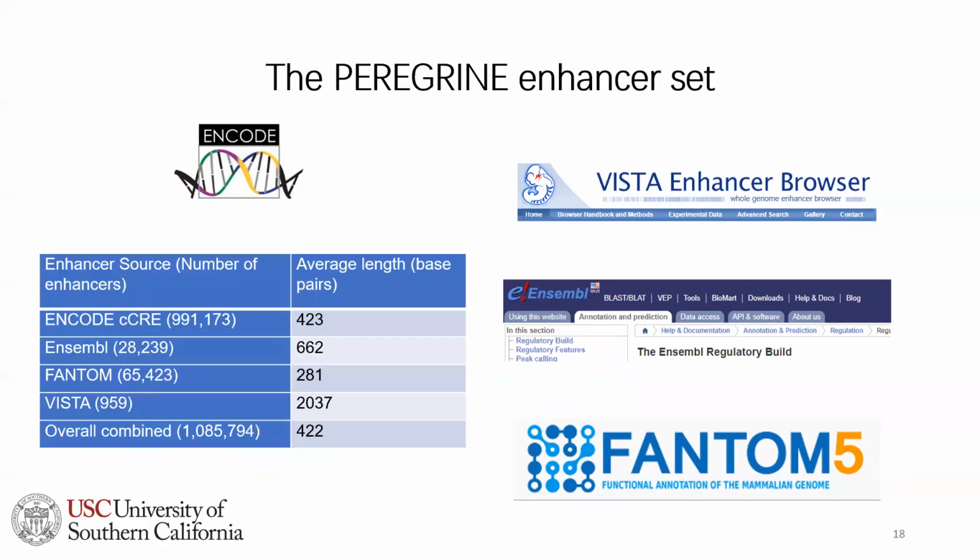And here are just a few metrics of the entire Peregrine enhancer set. You can see that the majority of enhancers come from the ENCODE catalog of candidate regulatory elements. And you can also see that with the exception of the small amount of enhancers coming from VISTA, they are on average a few hundred base pairs long, which is about how long we believe most enhancers to be. So our overall average length of 422 base pairs is probably actually pretty close to reality.